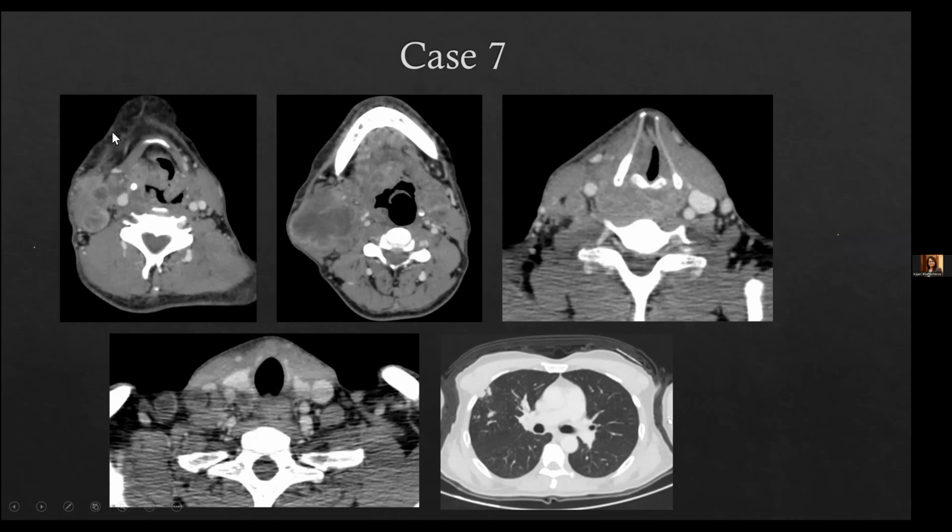Finally, the last case, again, an extensive supraglottic disease. It is involving both aryepiglottic folds and the piriform sinus. Also, it is getting involved secondarily. There is involvement of the base of the tongue and the vallecula. It is growing more inferiorly to involve the post-cricoid area also. So it's a very extensive disease.